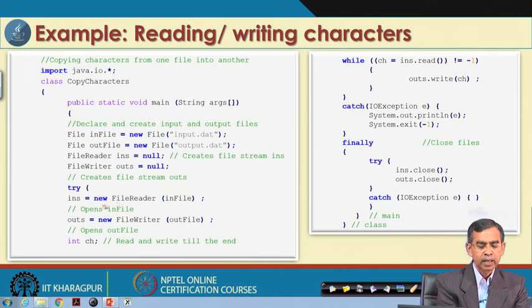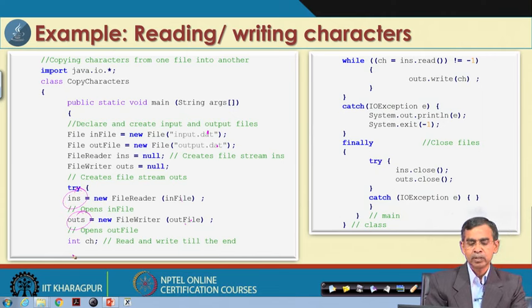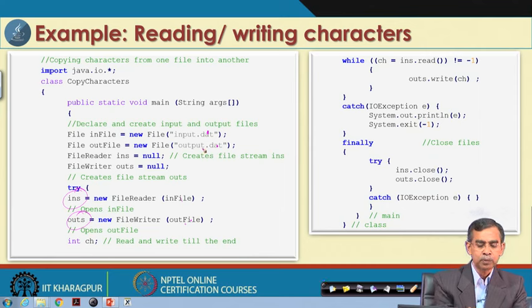Now, here ins is an object that is declared, and then the object is created. That means ins is connected to the input file using the file reader constructor, and outs similarly to the output file. Using the ins and outs objects, we make a connection between the two, the input data and the output data, from the program.